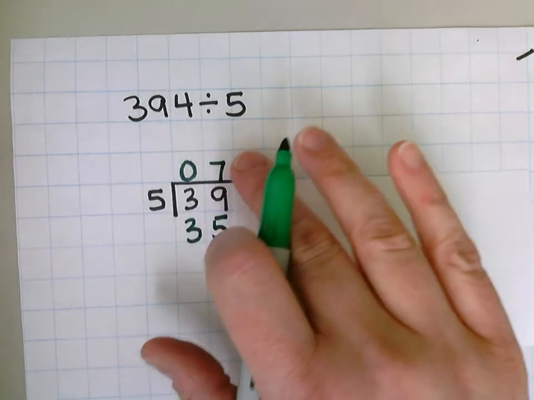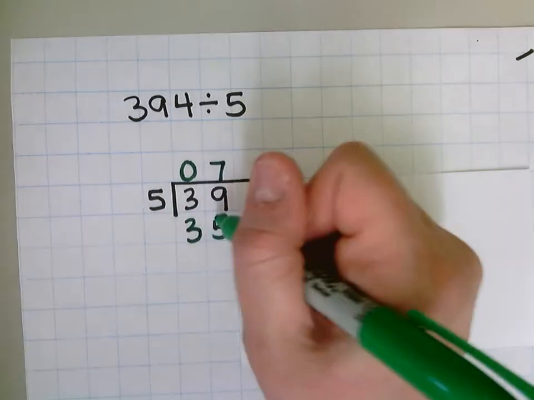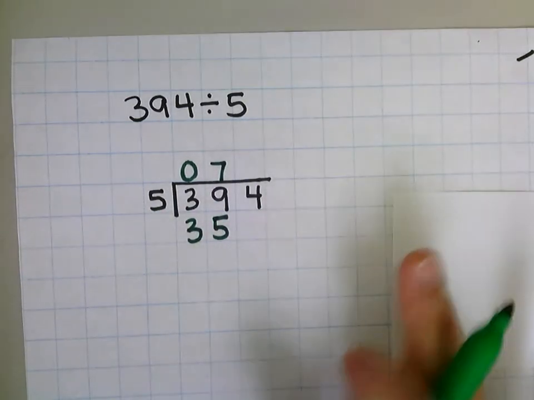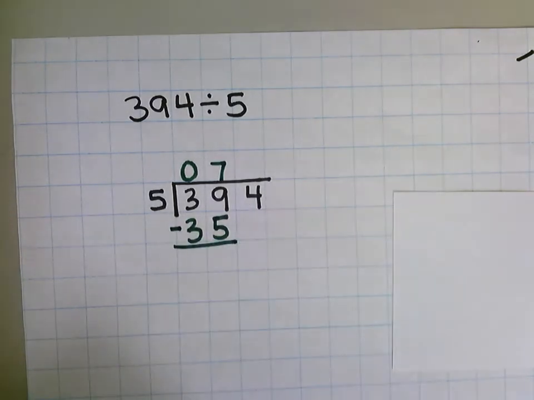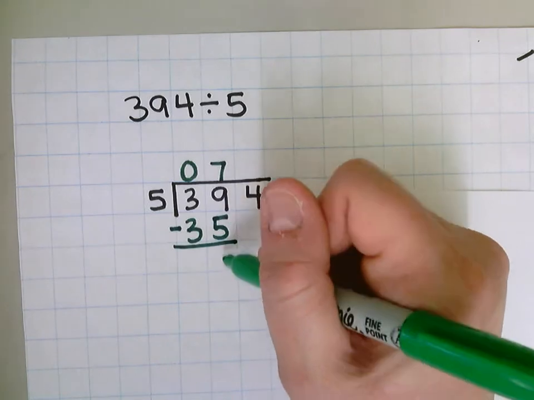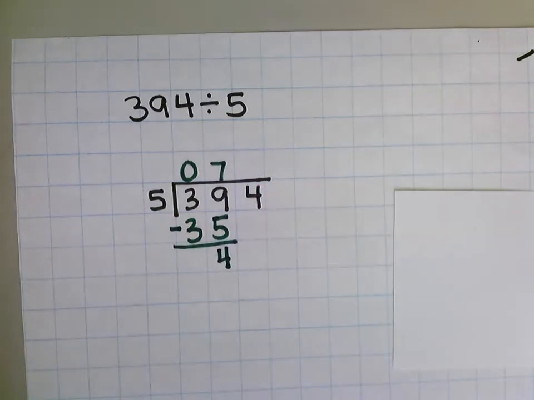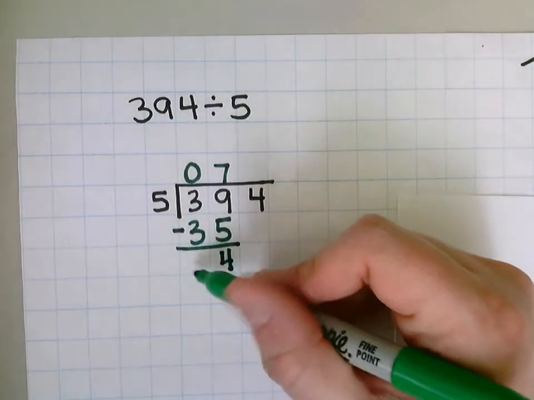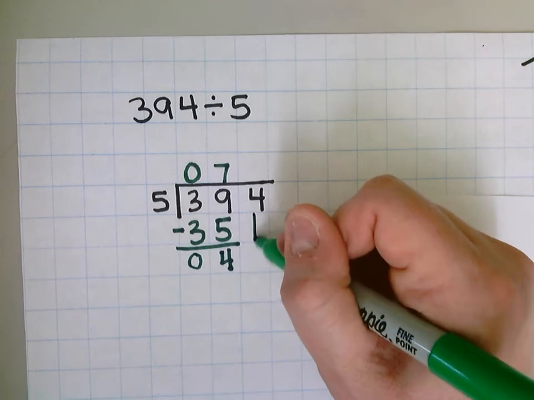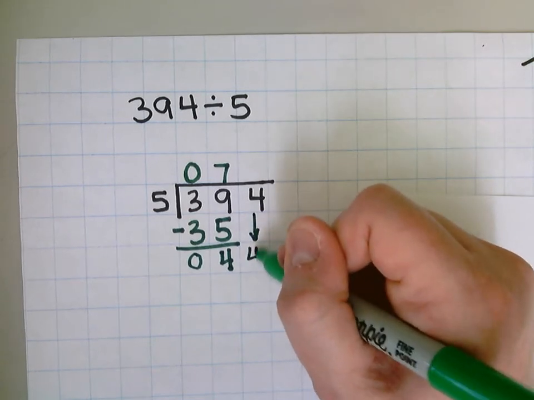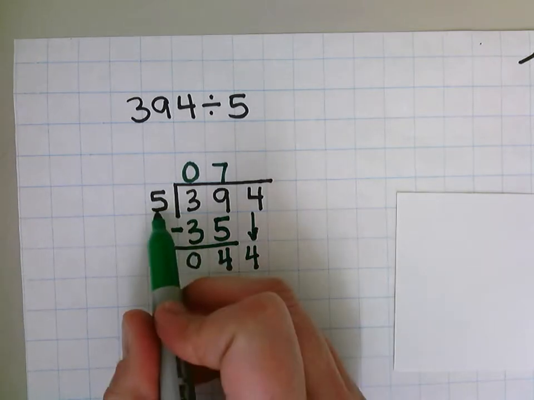So I'm going to put my 7 in my quotient. I'm going to multiply 7 times 5. 35 is how many I would be taking from that 39. I'm going to subtract them away to see how many I'll have left. 9 take away 5 is 4. I'm left with 4 tens remaining, and now I need to bring down my ones. So now I have 44 to be divided by 5.